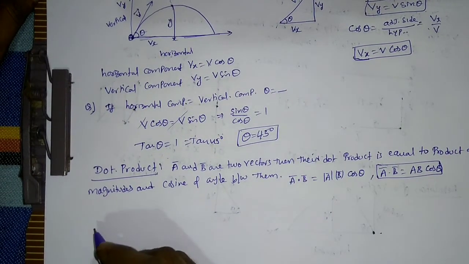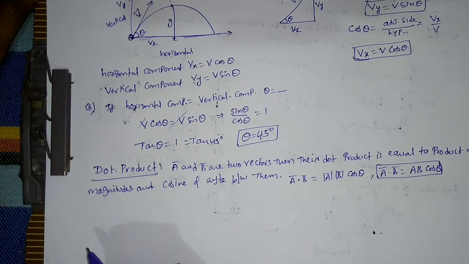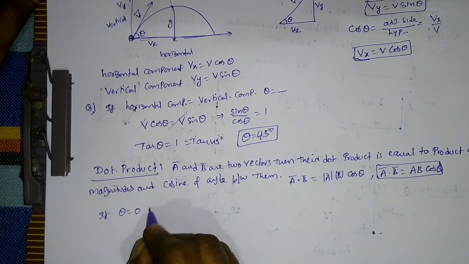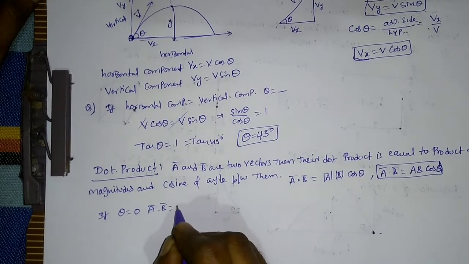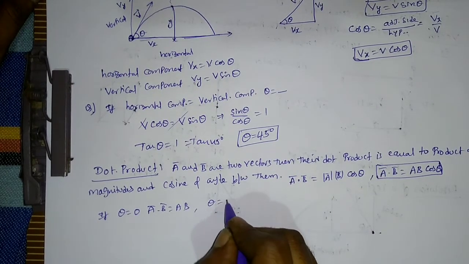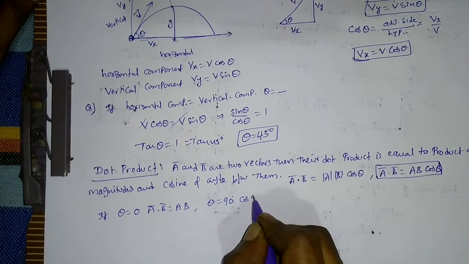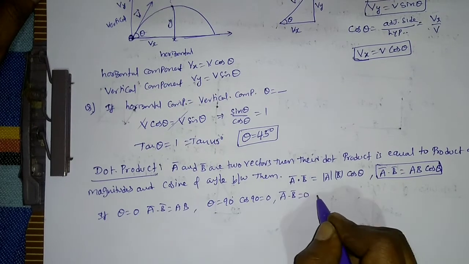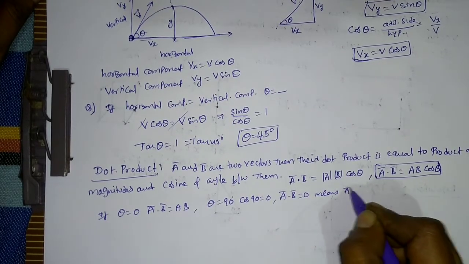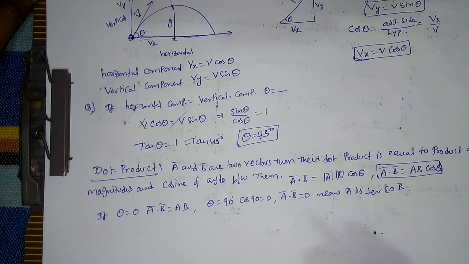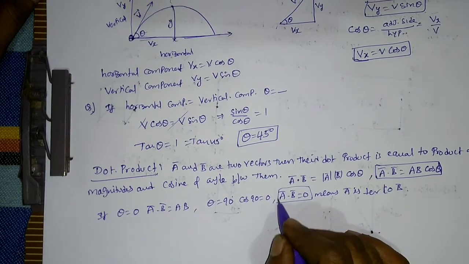Now you can write the properties also. Among them, one of the important properties: if theta is equal to 0, we can say A bar dot B bar is equal to simply AB. Why? Because cos 0 is equal to 1. If theta is equal to 90 degrees, that means cos 90 is equal to 0. That means A bar dot B bar is equal to 0, meaning A bar is perpendicular to B bar. You can write like this. This is important. Remember this when doing the problems.